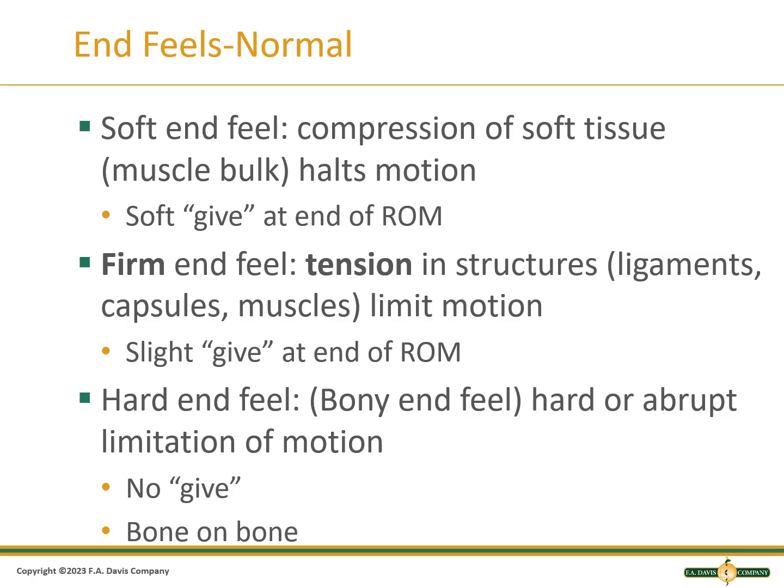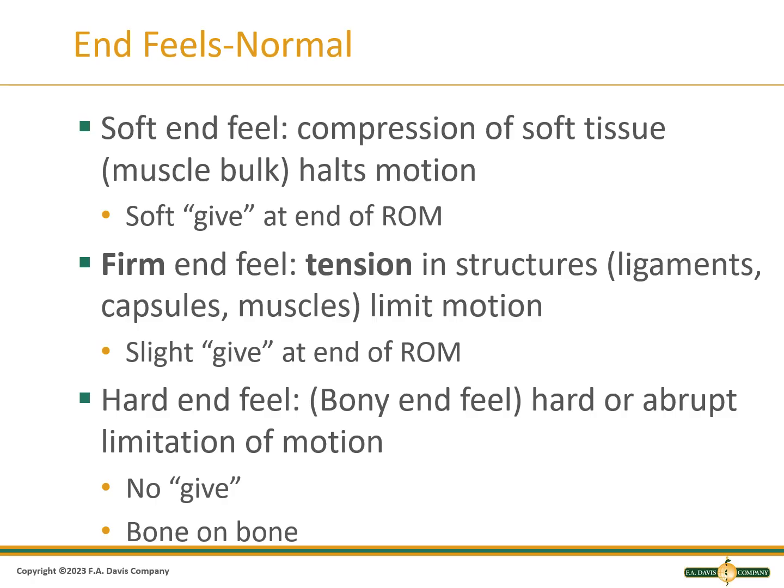Soft end feels occur when we have compression of soft tissue or muscle bulk that halts motion, such as with elbow flexion, where the bicep contacts the forearm, limiting the elbow from bending anymore. Firm end feels result from tension in structures around the joint that limit motion and has a slight give at the end of the range of motion. So I want you to think about stretching a muscle across a joint and the slight give you feel when pushing deeper into that stretch. That's what a firm end feel feels like.